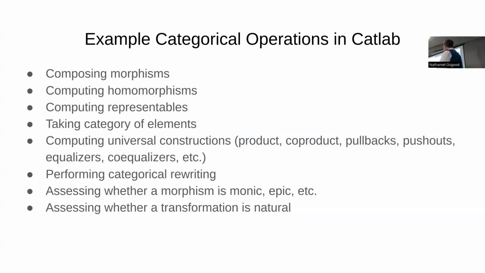We can compute these universal constructions, limits, colimits, perform categorical rewriting. We can ask whether morphisms are monics or epics, etc. And we can ask whether a given transformation that we wish to propose is a natural transformation. For some people, these will be more meaningful utterances.